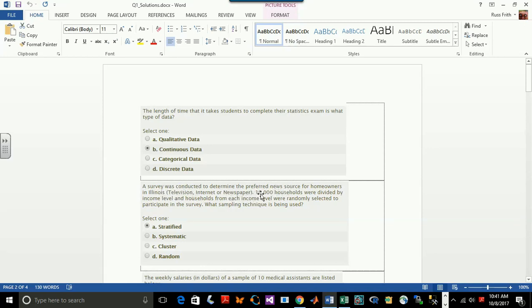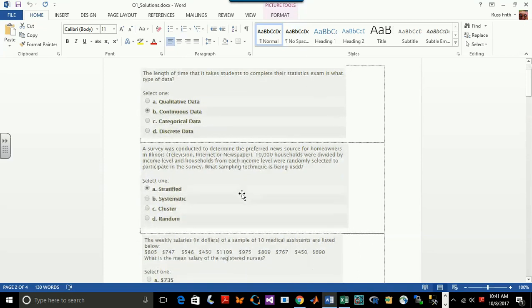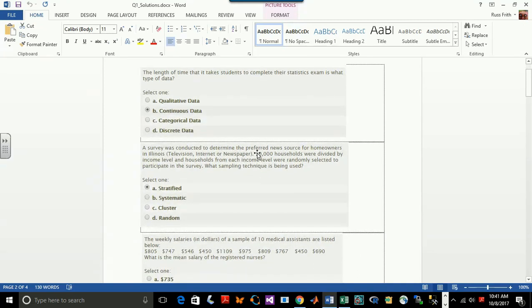A survey was conducted to determine the preferred news source for homeowners in Illinois: television, internet, or newspaper. 10,000 households were divided by income level, and households from each income level were randomly selected to participate in the survey. The sampling technique used? Okay, so we had a sample of 10,000 households, and the household sample was divided by income level. The fact that the sample was divided means that it was essentially stratified, with different strata. So this sampling technique is stratified sampling.